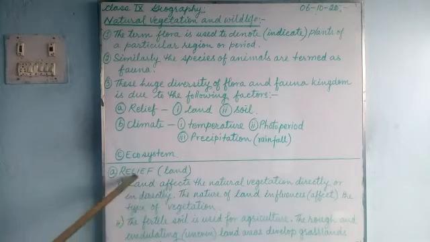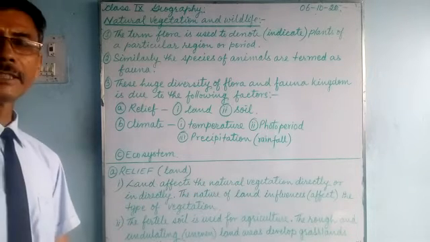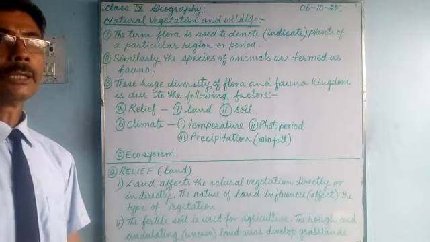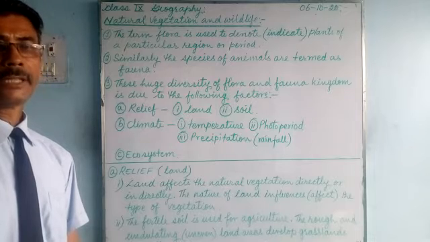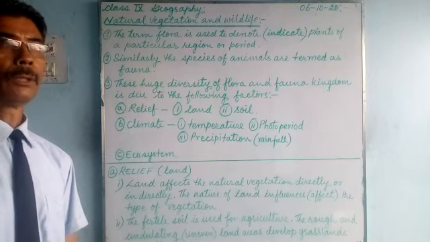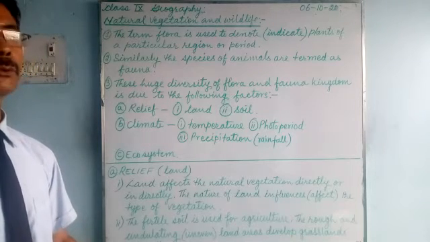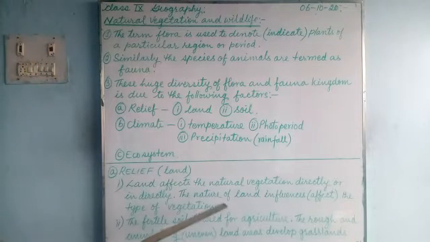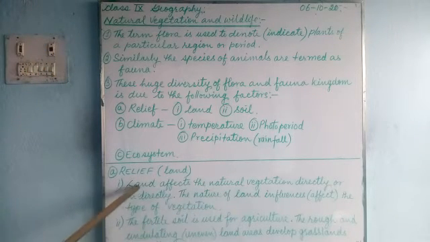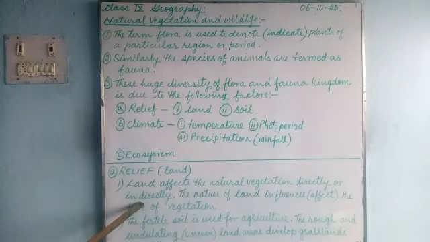Relief means land. Land affects the natural vegetation. In our previous class we talked about natural vegetation. Natural vegetation means the plants or trees that grow without human help. They grow naturally, especially in remote areas where human beings cannot go, so it is untouched by human beings. That's called natural vegetation, which we have already learned. Land affects the natural vegetation directly or indirectly.